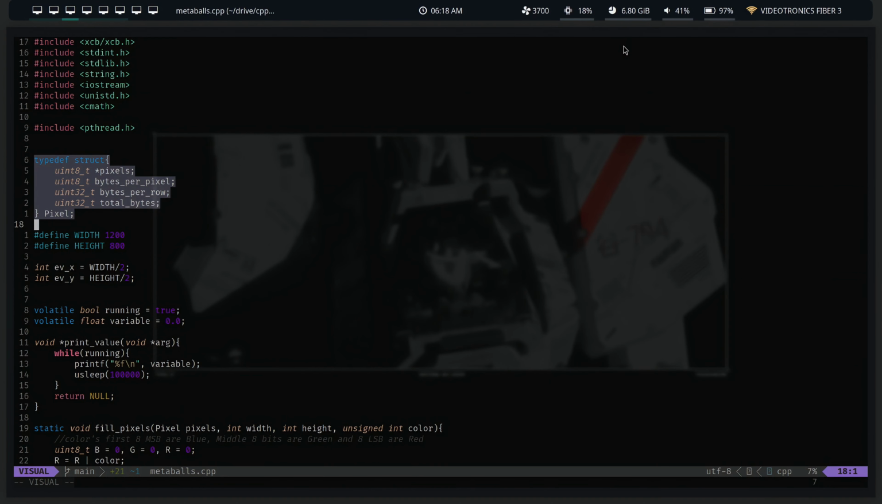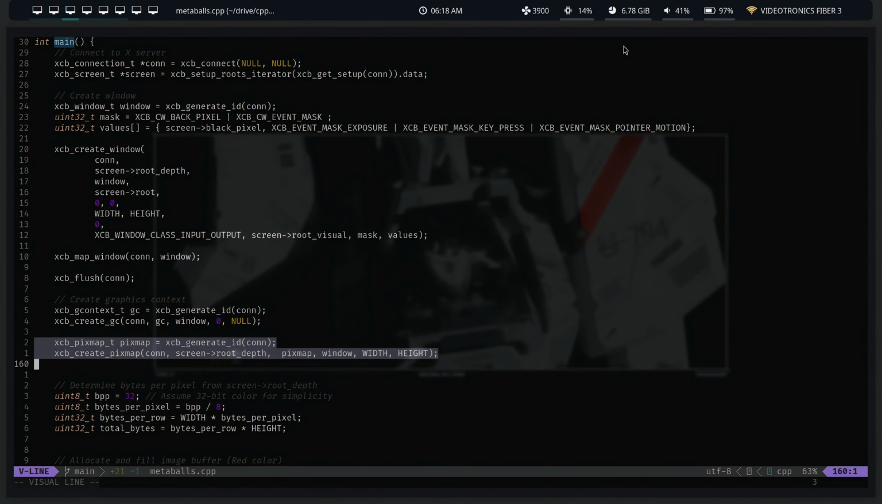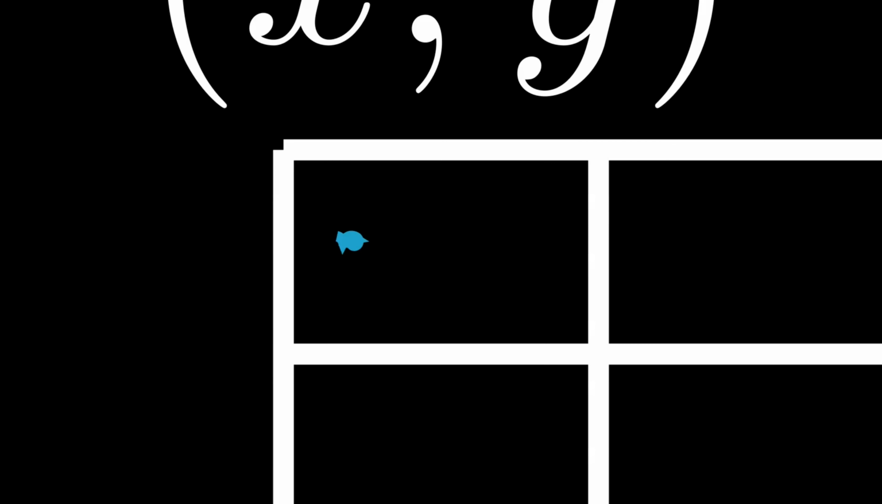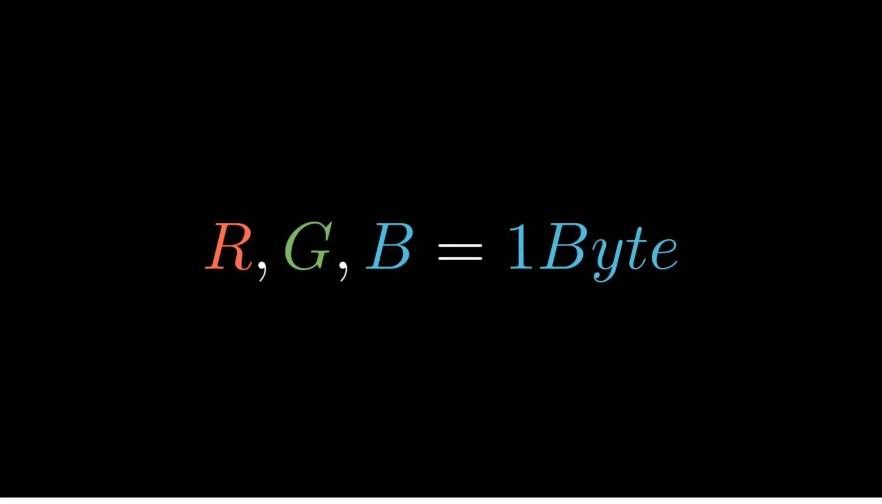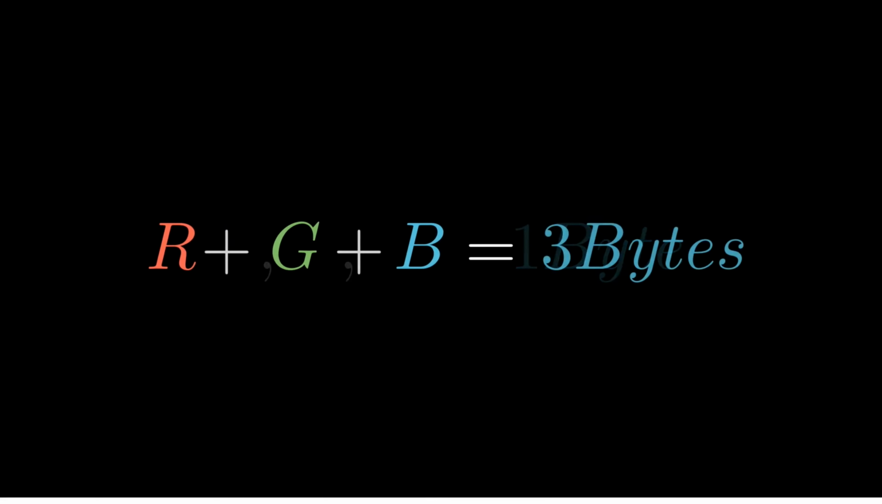Now in XCB, I am using Pixmap to display pixels on the window. Pixmap is an array of pixels. Each pixel is represented by some bytes. A pixel has 3 components: red, green, and blue. Each component is 1 byte. That means to store a single pixel, we need 3 bytes.